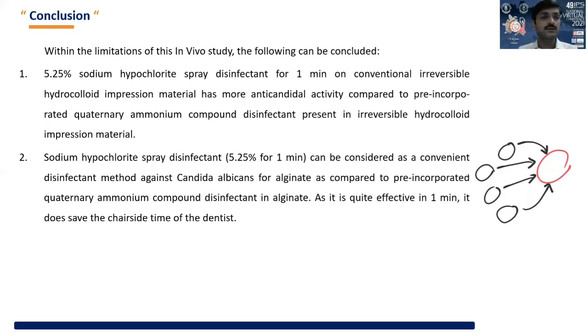Another conclusion was that sodium hypochlorite spray disinfectant can be considered a convenient disinfectant method against Candida albicans for alginate as compared to pre-incorporated quaternary ammonium compound disinfectant in alginate. As it is quite effective in 1 minute, it does save the chairside time of the dentist.